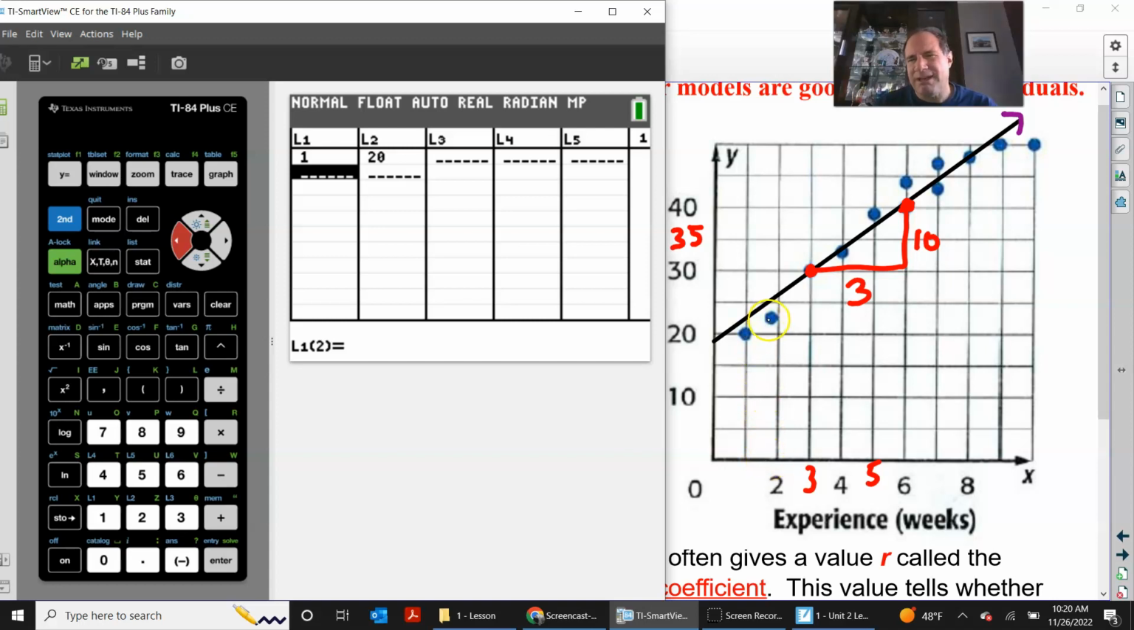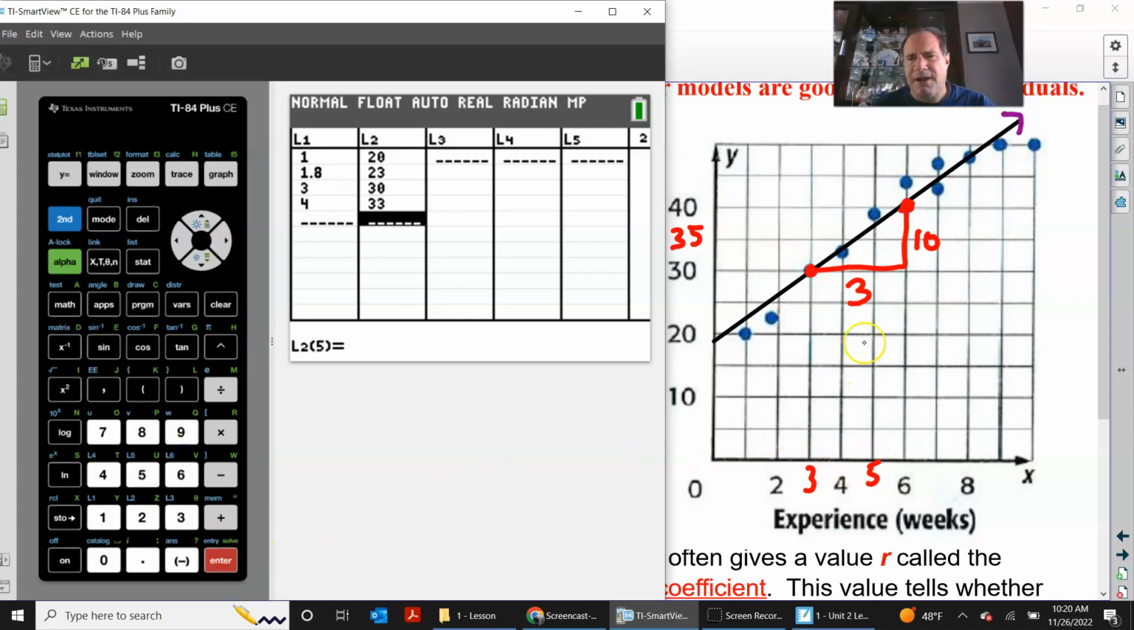So this is 1.8, and then enter, that's the X. And then 23 is the Y for that one. Then take a look at your calculator to check that you're entering it correctly. So now here's another point. This is 3, 30. And then 4, 33. Make sure you don't mix up the X's and Y's.